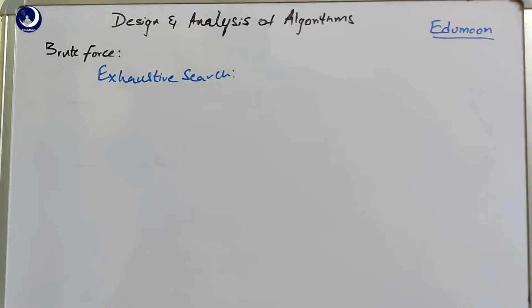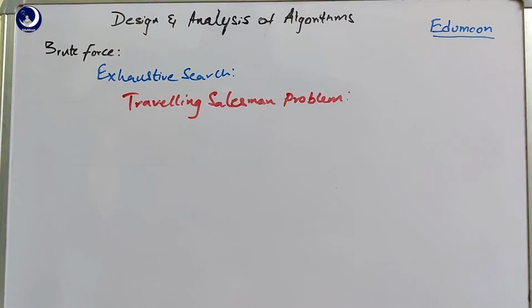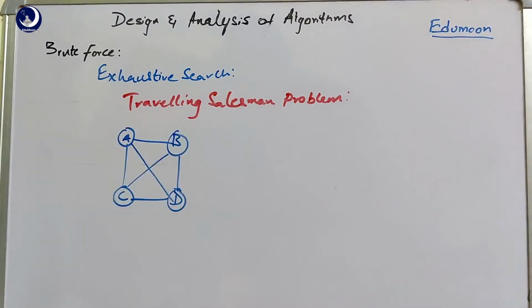The example for this exhaustive search and the brute force technique is the traveling salesman problem. Let us consider a weighted graph, which is a connected graph, and that is also complete. A complete graph indicates that there is an edge from every node to every other node. For example, if you take a complete graph with 4 nodes, that is how it looks, where every node has an edge to every other node.